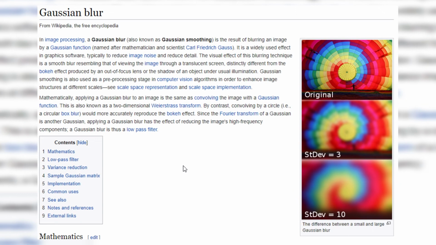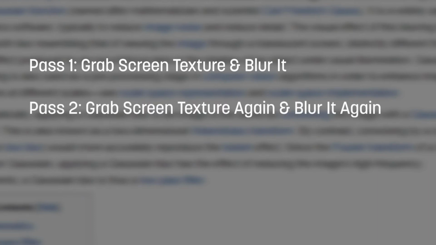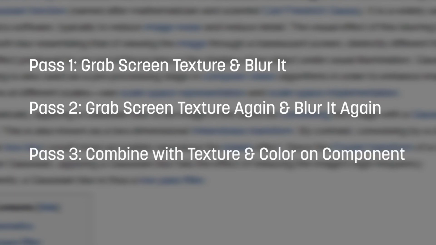So we need to perform 3 passes on the shader to get our blur to work. We're going to grab the screen texture and blur it across one axis, then grab it again and blur it across the other, and we'll mix it with our texture and color on our component to get the final result.